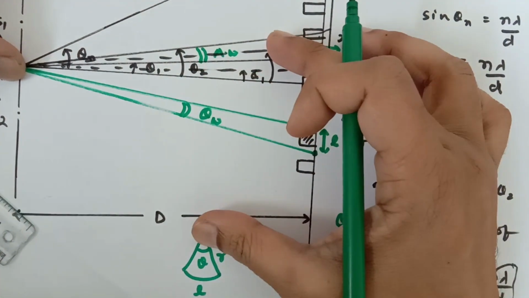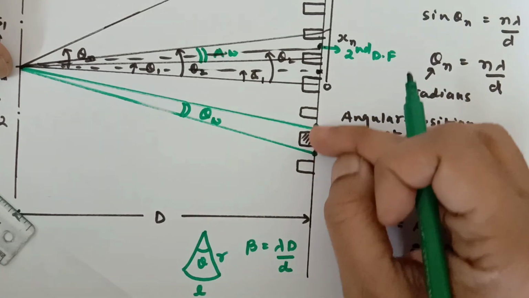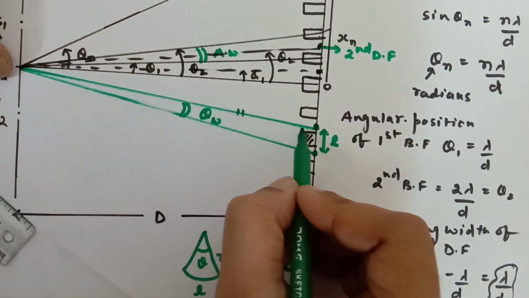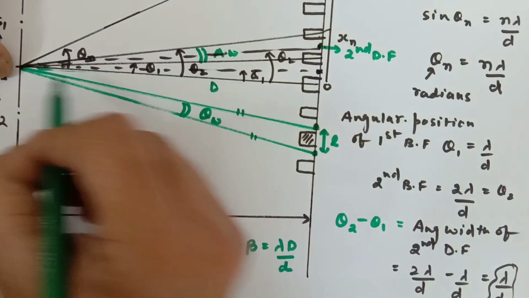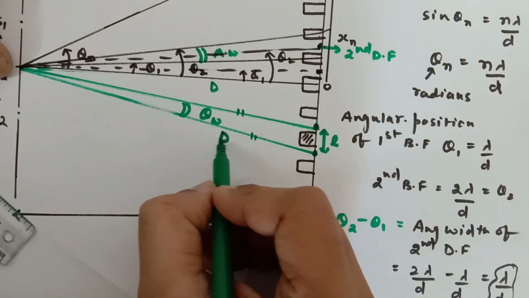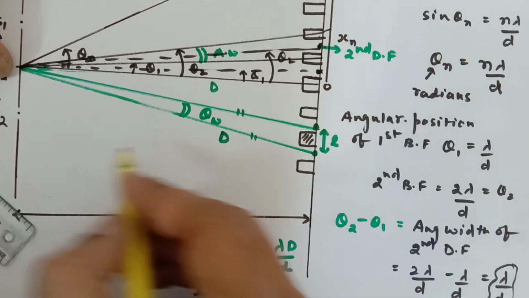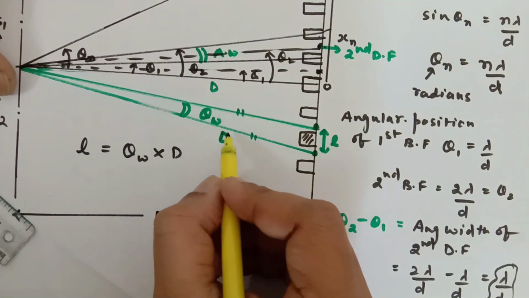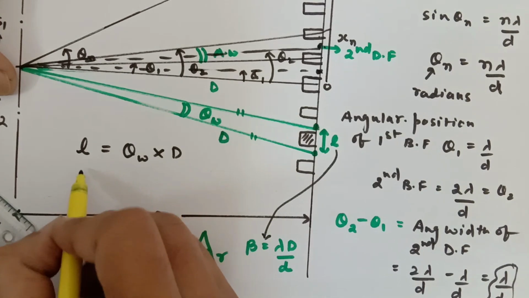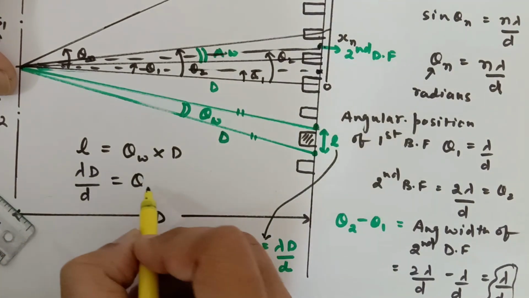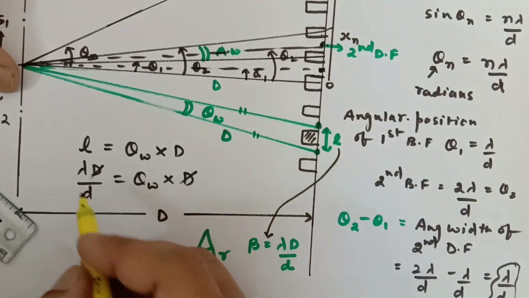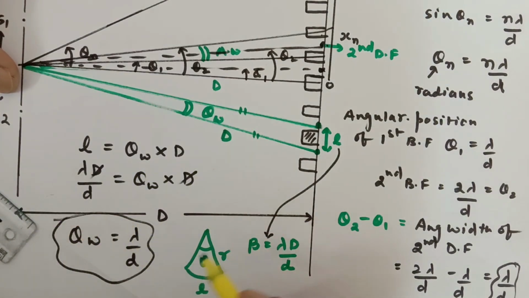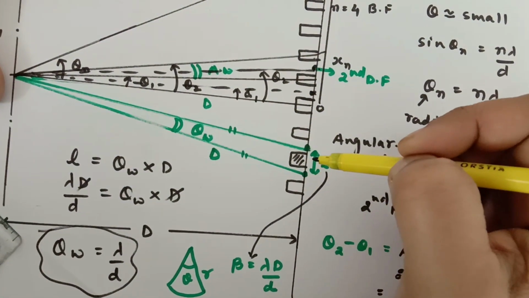All these angles are very, very small. As far as the drawing is concerned, this is shown at a larger distance, but it would be very close to the screen center, which means this distance or this distance or this distance would be the same capital D. So you can state that L is equal to angular width multiplied by capital D. Now this L is nothing but the beta over here, and beta is lambda D by d, that is equal to angular width multiplied by D. So again the D gets cancelled. You can simply derive this with respect to any of the dark fringes or any of the bright fringes.